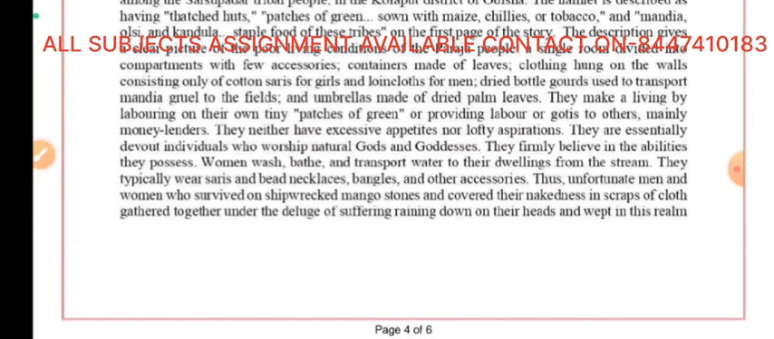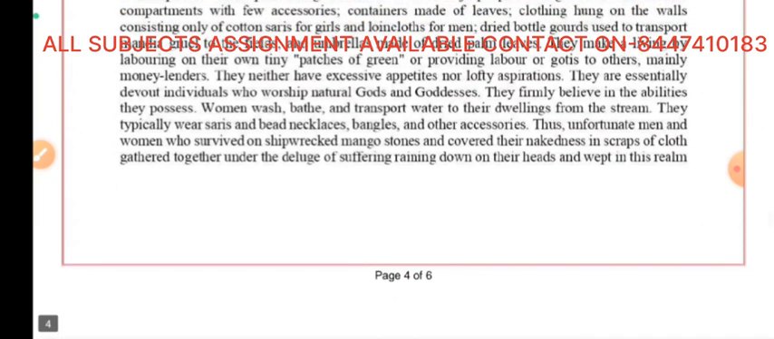They neither have excessive appetites nor lofty aspirations. They are essentially devout individuals who worship natural gods and goddesses. They firmly believe in the abilities they possess. Women wash, bathe, and transport water to their dwellings from the stream. They typically wear saris and bead necklaces, bangles, and other accessories.